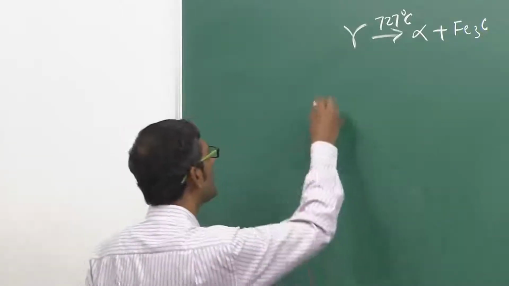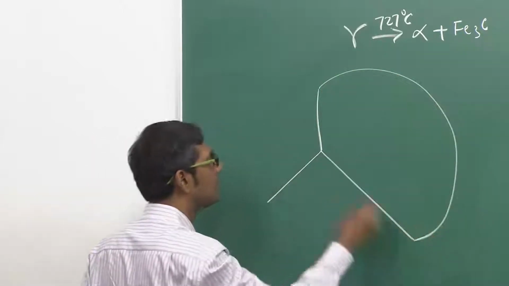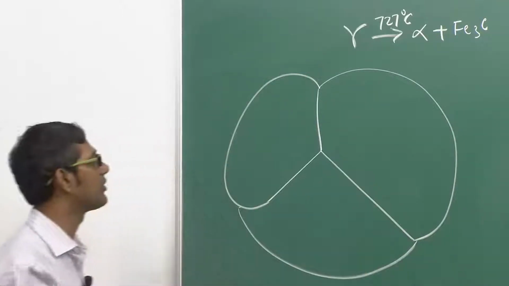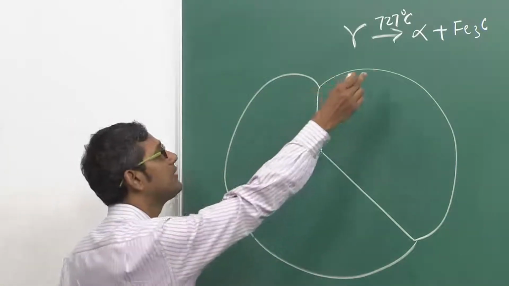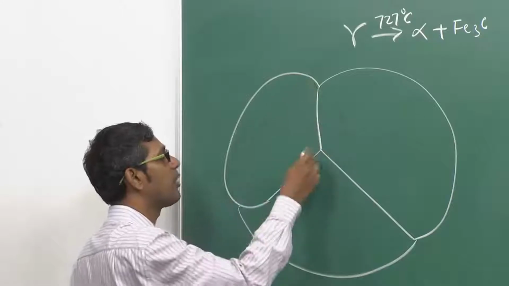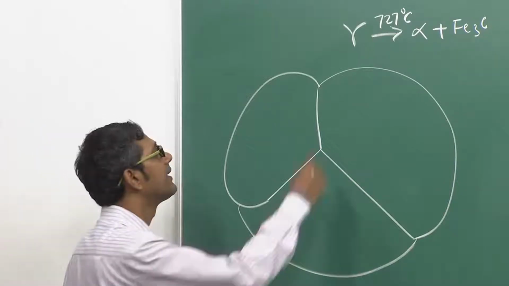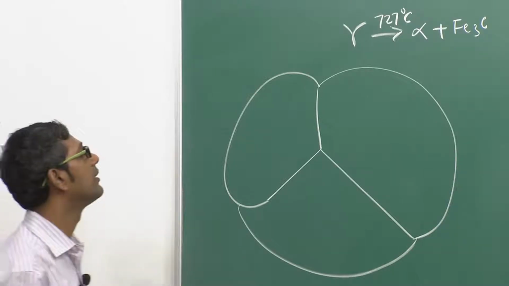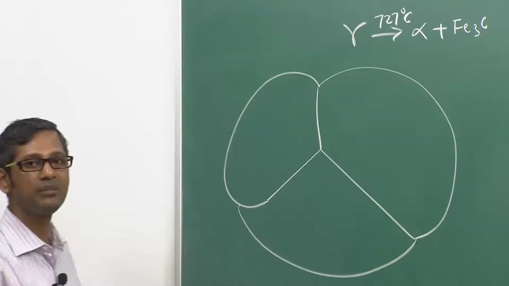Now, as I told you, the prior gamma grains will have boundaries before they transform to pearlite. Let us suppose there are 3 gamma grains with very well defined boundaries. As we discussed in nucleation, nucleation of these phases will always tend to happen either along the grain boundaries, at the grain corners, or at the edges of the grain boundaries. It can happen there because the energy involved in nucleation is much lower at these sites than inside the grains. That means the nucleation barrier is low.